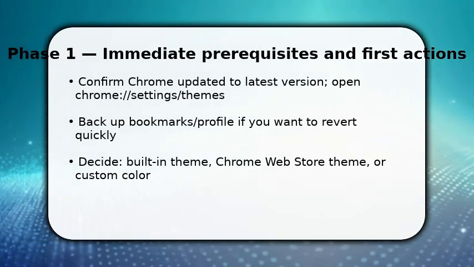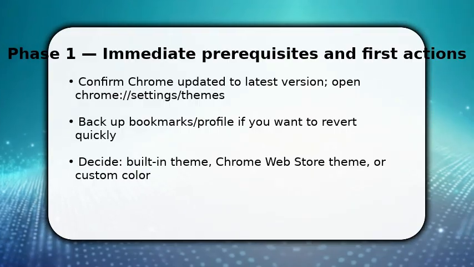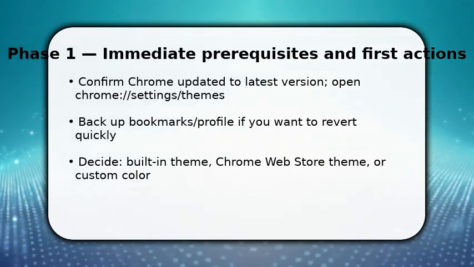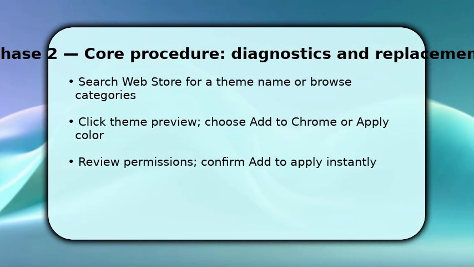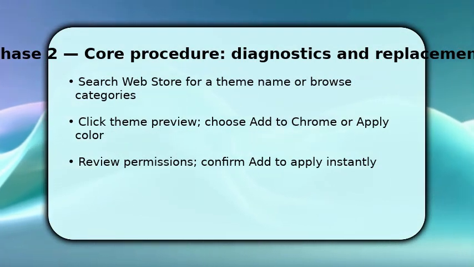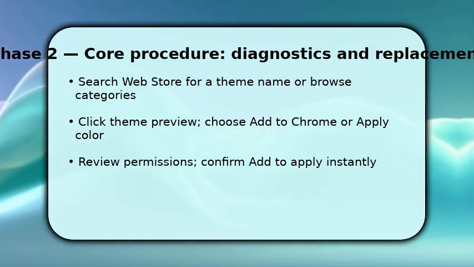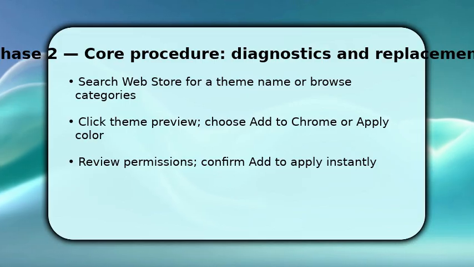Now click Open Chrome Web Store or select Color and Theme to begin. This first step gets you to the exact controls you need. You browse or search for a theme in the Chrome Web Store and click a preview to inspect colors and screenshots. Once you find one, press Add to Chrome. The theme applies immediately so you can see changes.